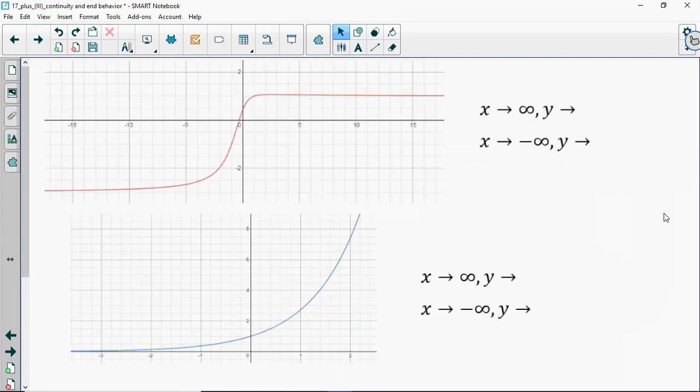Okay, the graph can have more than one asymptote. As we see in this example, as x approaches infinity, the y value appears to be approaching 1. And as x approaches negative infinity, the y value appears to be approaching negative 3. And it could also have an asymptote on one side and not on the other.